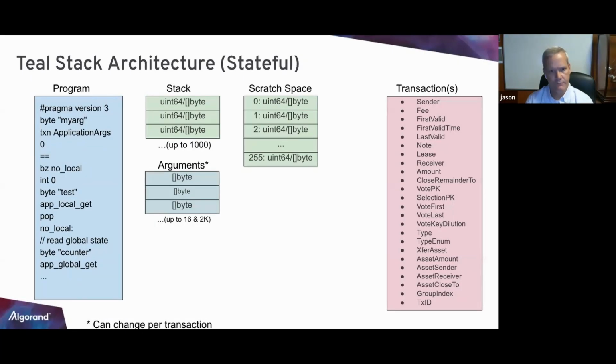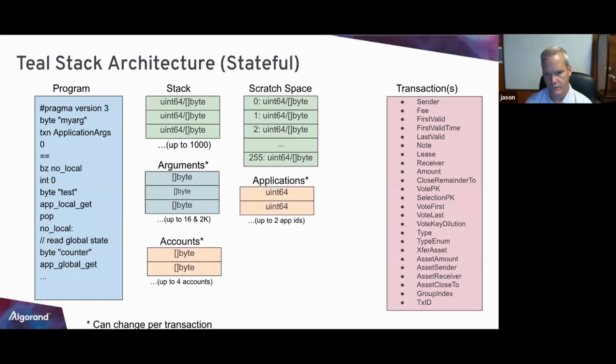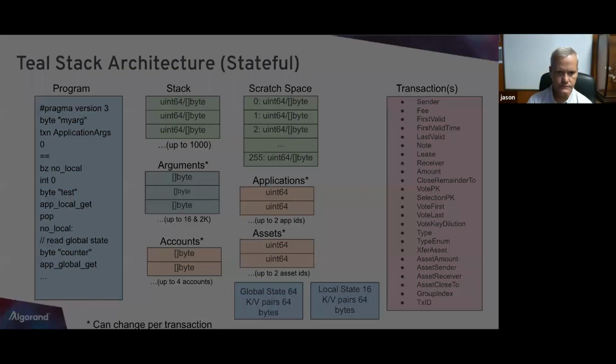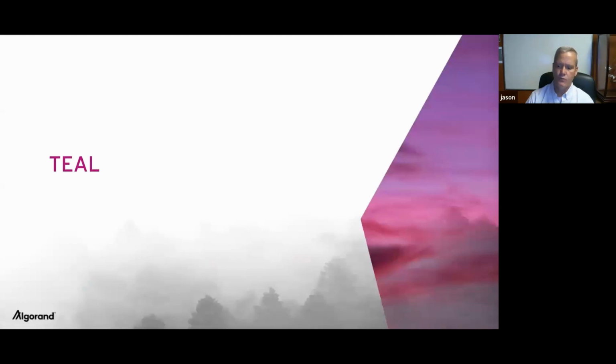All right, so this looks almost identical to the stateless architecture, with the addition that you can have up to 4 accounts, two applications, and 2 assets. And obviously, the number of arguments is a little bit different. You can pass up to 16 arguments and no greater than 2K worth of data in arguments. And then finally, you have the global and local state, which is 64 key-value pairs on global, 16 on local. All right, so that is the 2 runtime architectures.